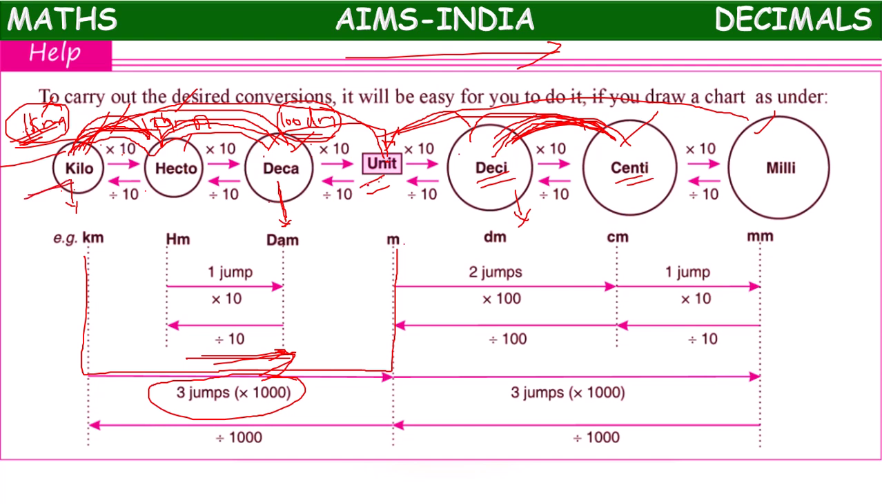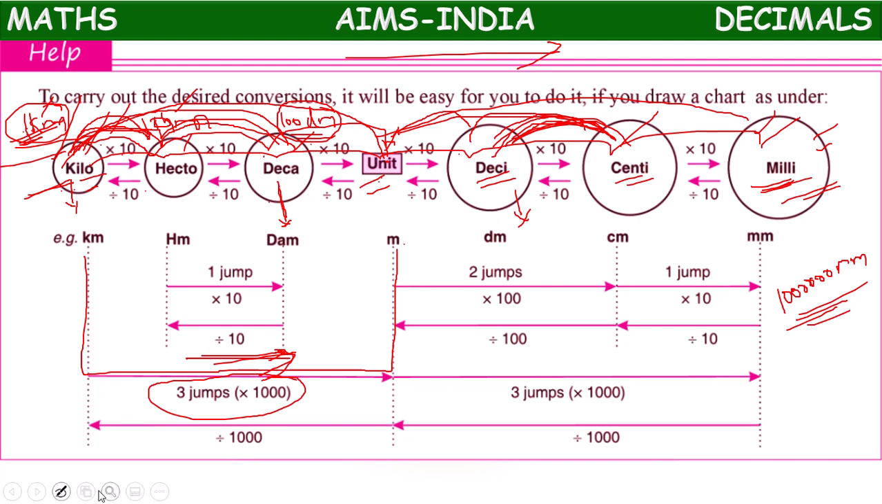If they ask 1 kilometer equal to how many millimeter, means from kilo to milli, for reaching from kilo to milli, how many places are we jumping? 1, 2, 3, 4, 5, 6. So what will we write? 1 followed by 6 zeros millimeter. 1 kilometer equals 1 followed by 6 zeros millimeters. Like that we can write directly, because for reaching from kilo to milli, we are jumping 6 places.